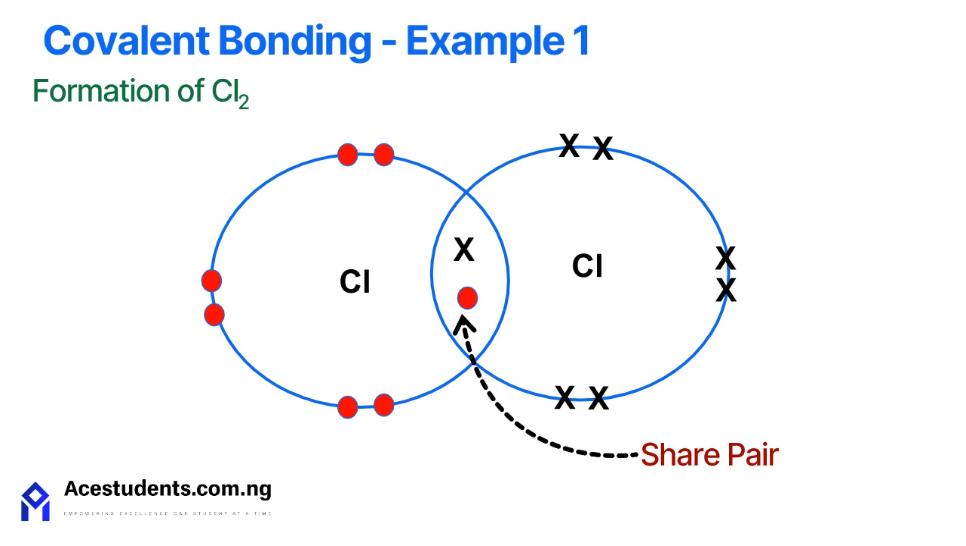The overlapping part shows the pair of shared electrons. Around each chlorine, the other 6 electrons remain. This is how we draw the covalent bond of chlorine.